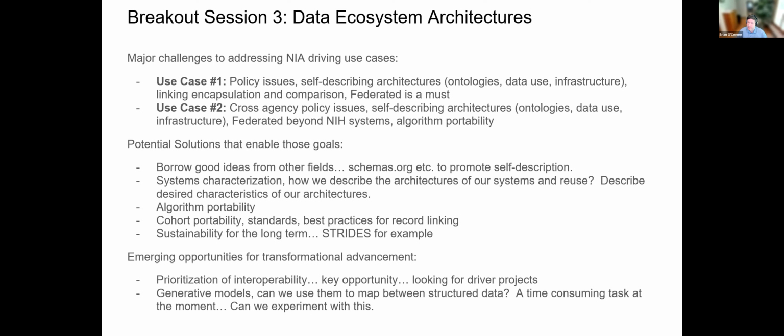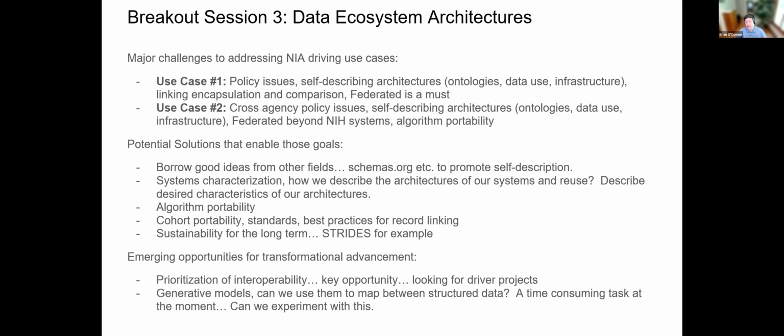The other thing, potential solutions here, again, really leaning into that idea of, we describe our data with data models and ontologies. Shouldn't we be describing the architecture as well? How can we describe the architecture in a structured way so you understand what a particular system is capable of? That's something that I think was a really interesting idea that came out of this.